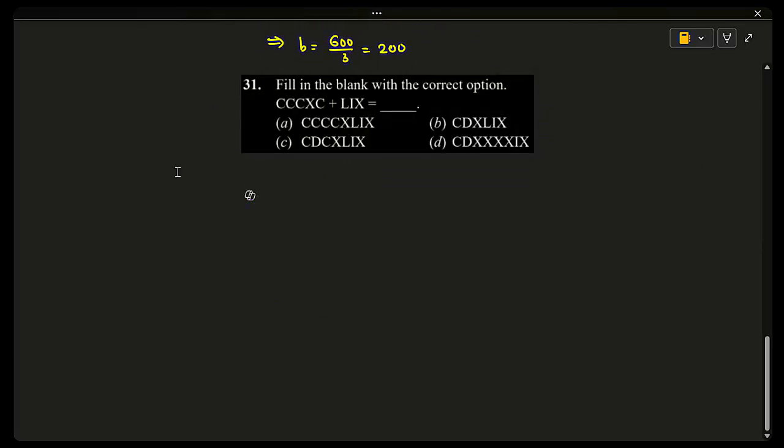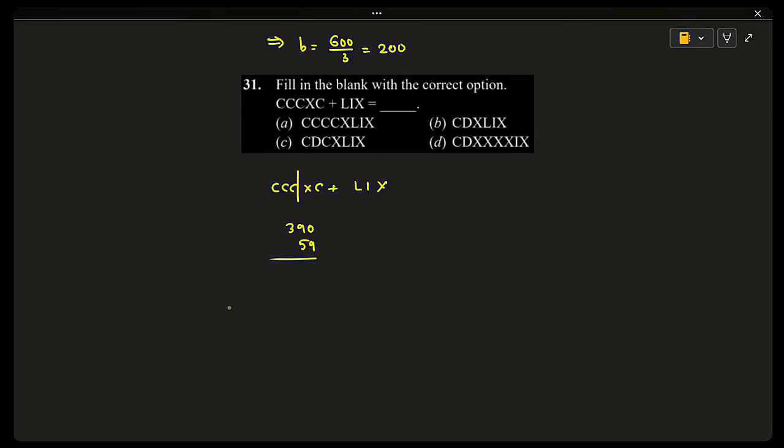Thirty-first question. Fill in the blank with the correct option. So CCCXC plus LIX. CCC is 300, XC is 90, so it is 390. LIX, L is 50, IX is 9, that is 59. So we need to add both of them.